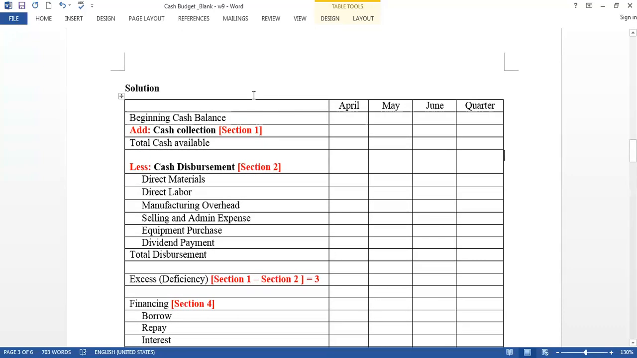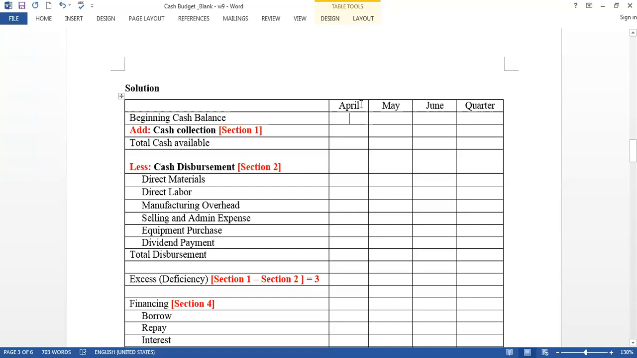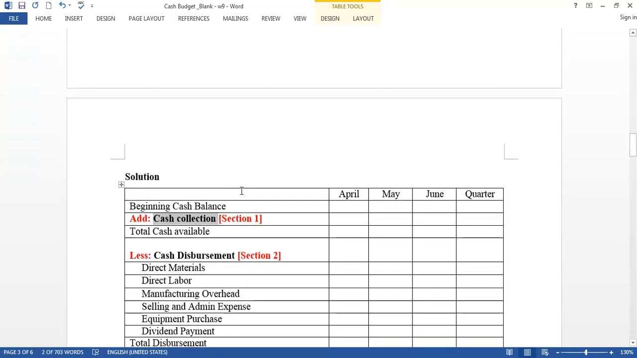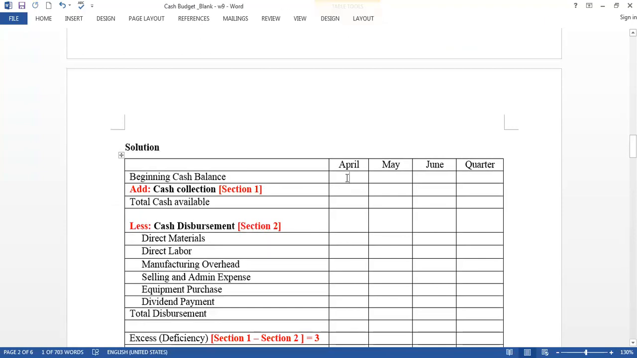Now the question said that we have a beginning balance in the month of April. So this number is given. The question already gives you the beginning balance of April before you collect cash, right? Before we collect cash, we already have some cash in our hand. Beginning balance, $40,000. I copy this. So this is the month of April. In the month of April, I already have a beginning balance, and it is $40,000.